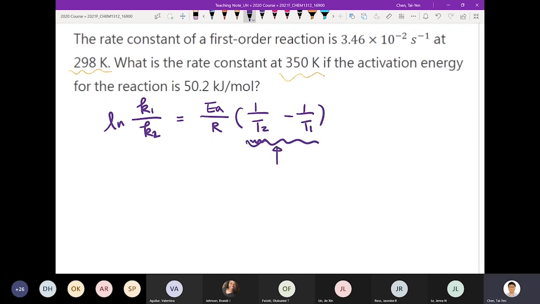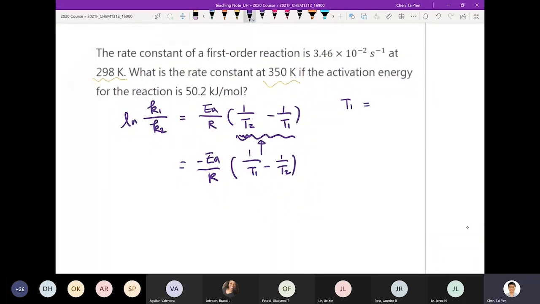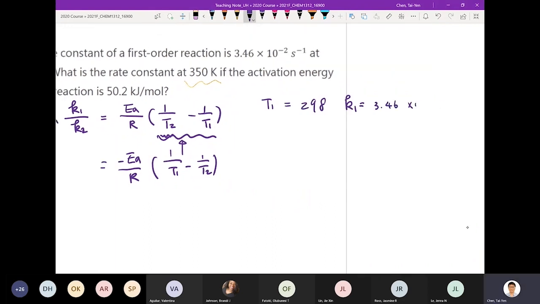This is actually the part where I see students make mistakes. If you do it the other way, then it will be 1 over T1 minus 1 over T2. So I'm going to list out T1 equals 98, right? Which I know my K1 is equal to 3.46 times 10 to the negative 2 per second. T2 I know is actually 350 K. K2 is the thing I want to solve. Ea is going to equal 50.2 kilojoules per mole.